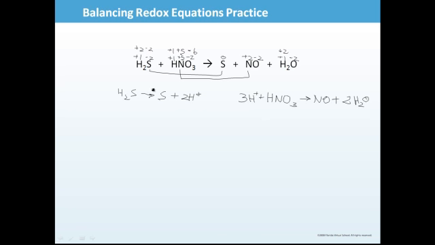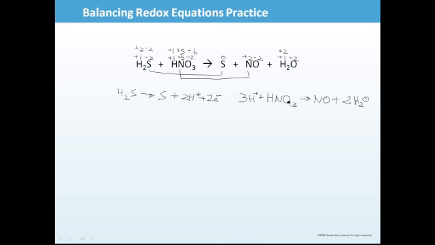Now I have to balance charge, because I just added some positive charges here, right? I added 2 positive charges. On the left side, I have no charge. So to get this back to no charge, I would simply add 2 electrons. Now I have 2 positives and 2 negatives. When I add those together, that equals 0, and that will be equal to 0 from the left side.